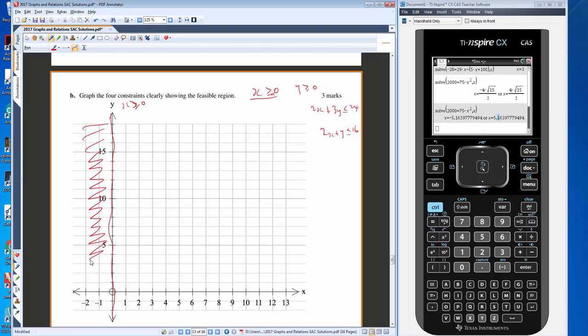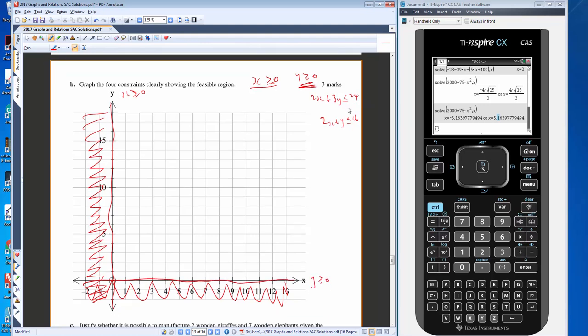And those of you who couldn't figure out that this is a quadrant 1 graph, of course it has to be, because we're manufacturing stuff. And you can't manufacture negative amounts of something. And this one was, what's this one? y greater than or equal to 0. Okay, so now let's do this one here.